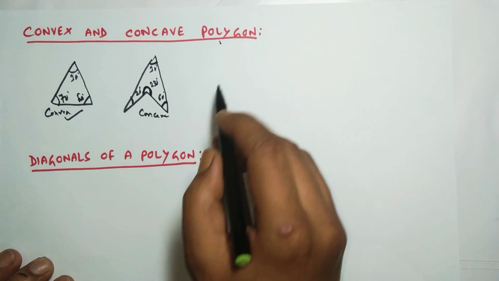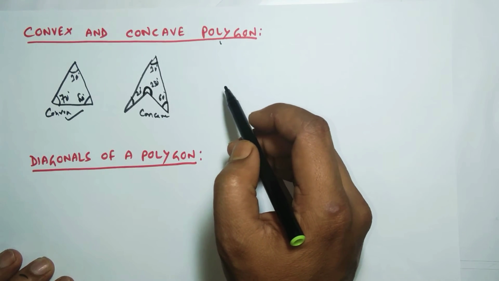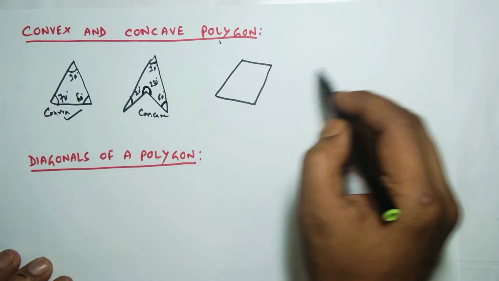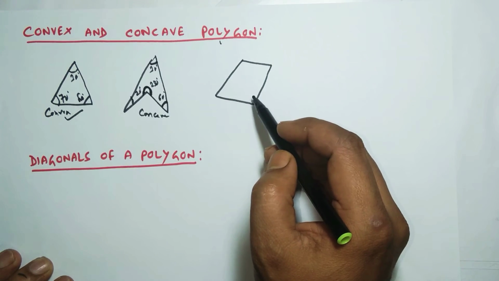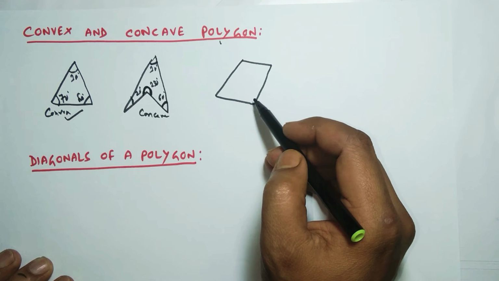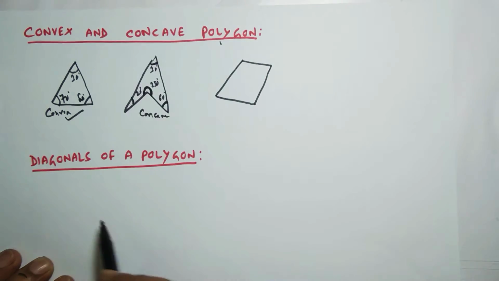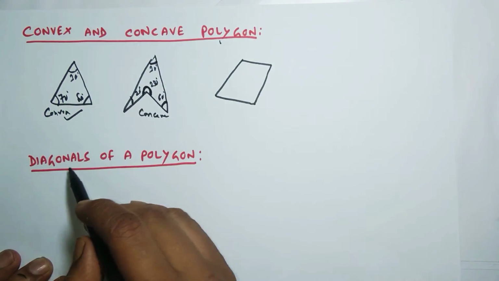Another important property, and you can even identify by using that property: in a convex polygon, the diagonals lie in the interior. So diagonals lie in the interior means, what is a diagonal? I'm coming to this point. Look at this point as well.